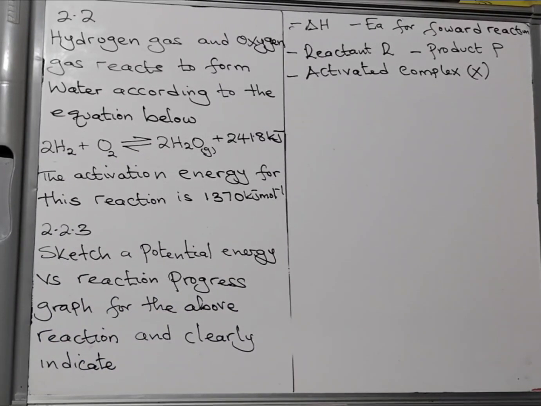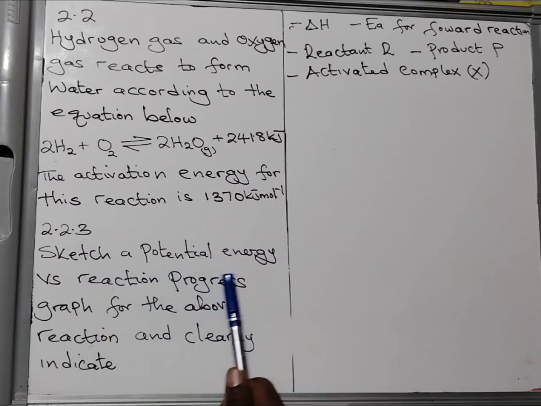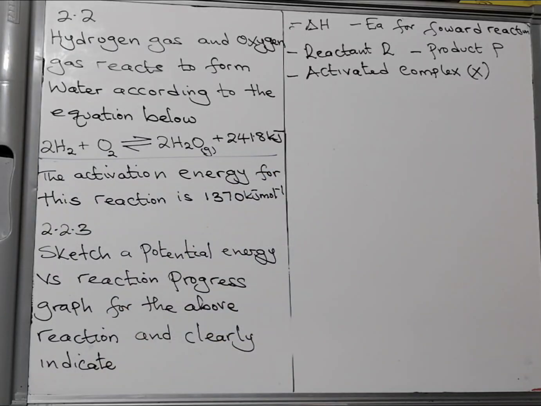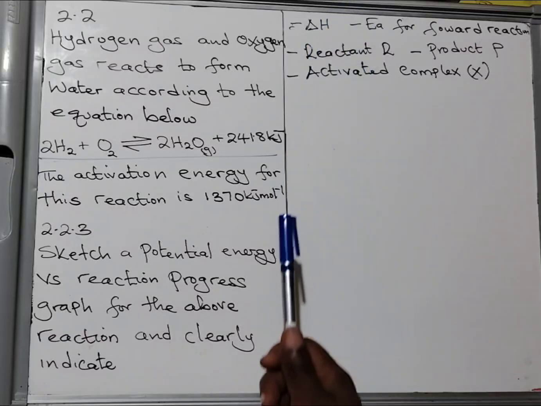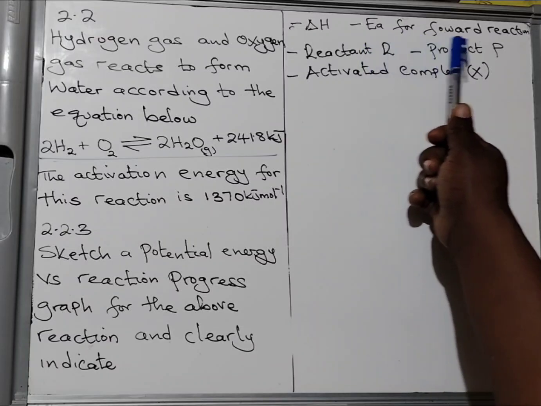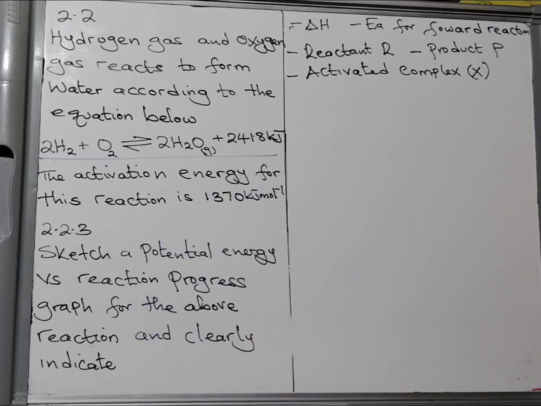Yes, then comes this question, 2.2.3. It says, sketch a potential energy versus reaction progress graph for the above reaction. They mean this reaction, and clearly indicate enthalpy change, activation energy for the forward reaction, reactant, product, and activated complex. Now, before you start with the sketch, there's something you have to know. You have to know the type of reaction, whether it's exothermic or endothermic.